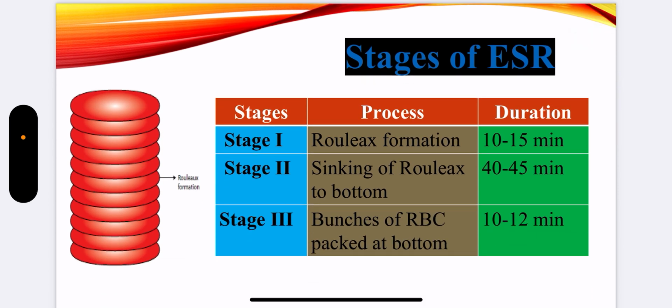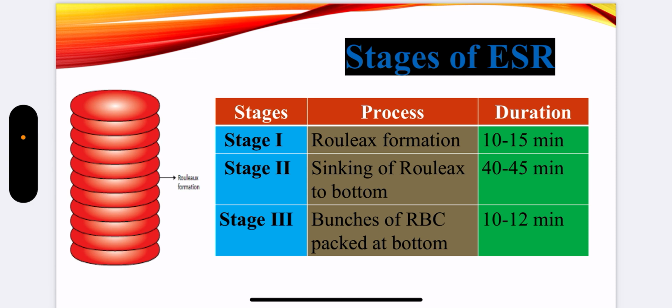Now about the stages of ESR. The process of settling of RBCs takes place in 3 stages. Stage 1 is rouleaux formation. What is rouleaux? As you can see here, the red blood cells tend to pile up or aggregate as if they were stacks of coins. You can see here, they have piled up like stacks of coins. And this stage lasts from 10 to 15 minutes.